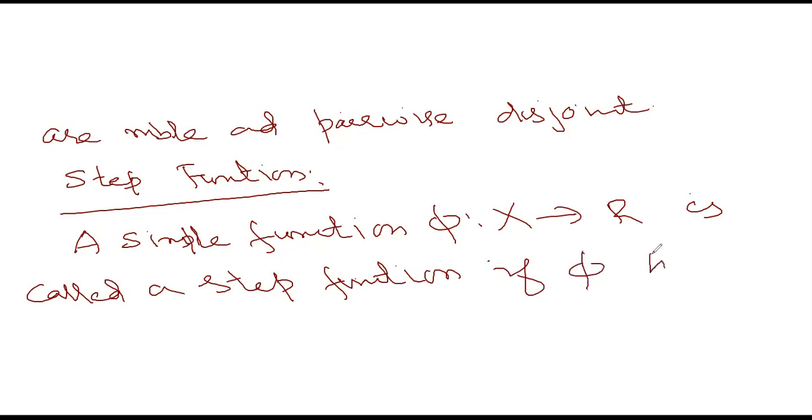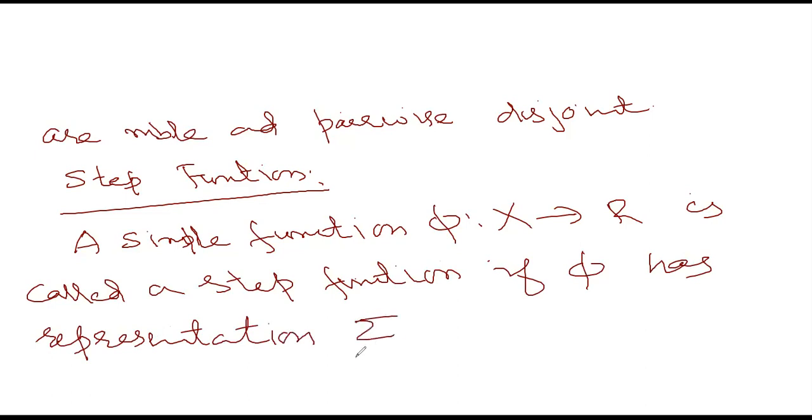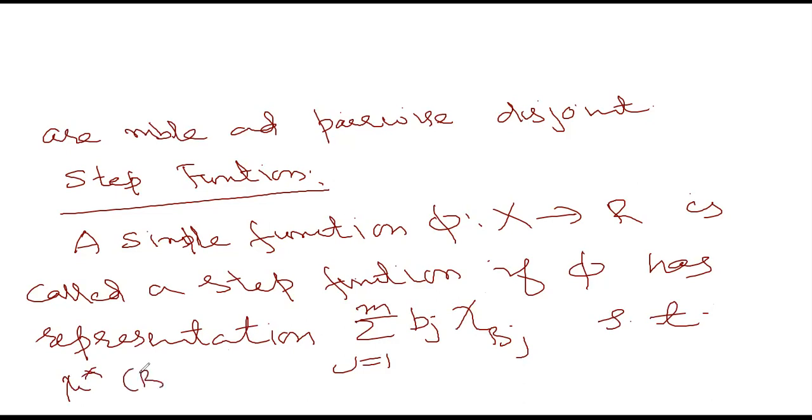phi has the representation, because it must have a representation as it's a simple function, but it must have the following representation: the summation, j runs from 1 to m, bj chi of bj, such that the measure of each set bj is finite. In some simple functions the measure of bj's need not be finite. Such that mu star of bj is finite, for 1 less or equal to j less or equal to m. If the measure of each set bj is finite, then in that case we say that our simple function is a step function.